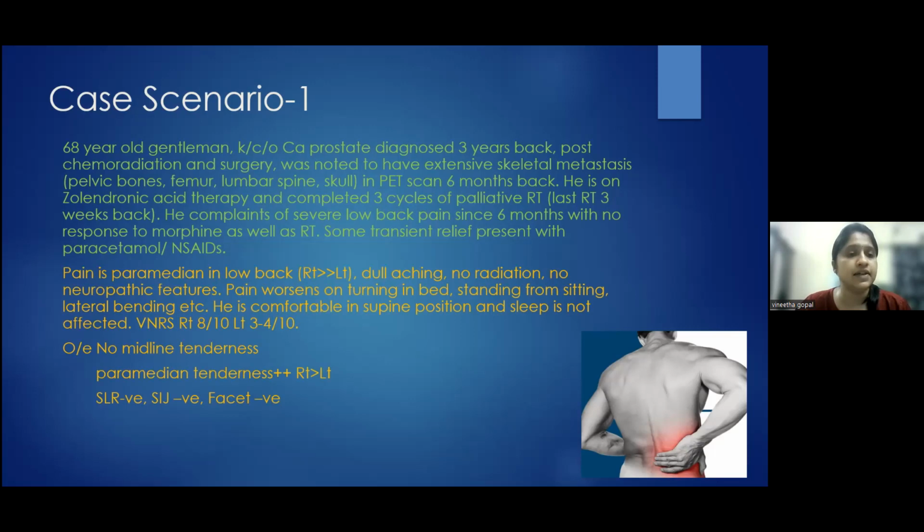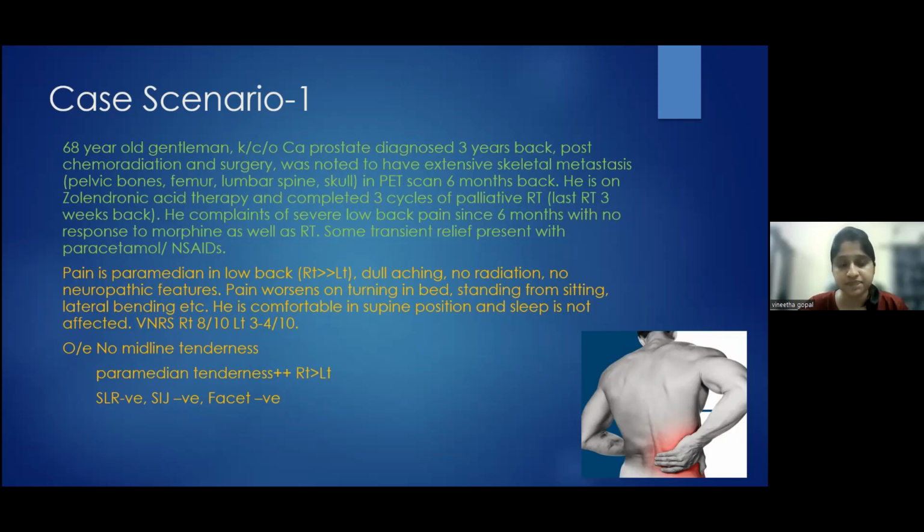Then the pain is paramedian, as you can see in this picture. It is not midline pain, it is paramedian pain here in this area and in this flank region. Dull aching, no radiation, no neuropathic features, and right was more affected than left. And the pain worsens on position changes, turning in bed, standing from sitting, then lateral bending, etc. He is comfortable in the supine position, and sleep is not affected, and he was able to walk also. The maximum pain was in position changes. And the right side, the pain intensity was 8/10, and left side it was 3 to 4/10.